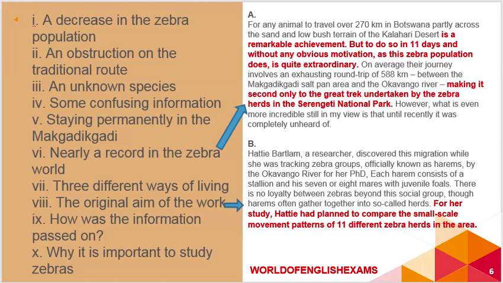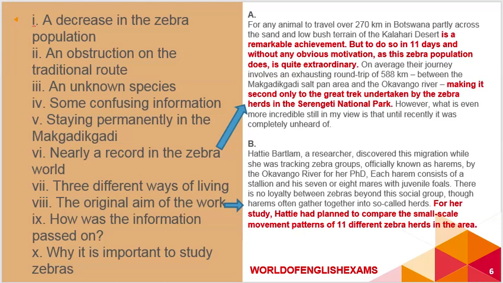Now the seventh title, 3 different ways of living. Guys, here please mark the word 3, because unless and until we find 3 different behavioral patterns, we are not supposed to be giving this title. So 3 is very important. Now the 8th title, the original aim of the work. So what did the researcher aim at finding in the first instance? So what was the motive behind this study?